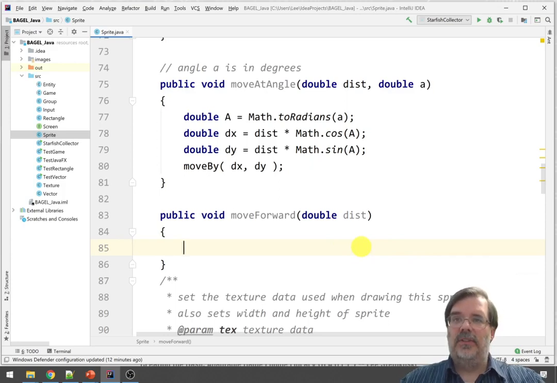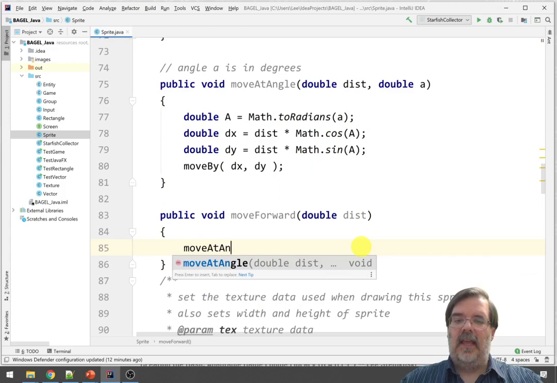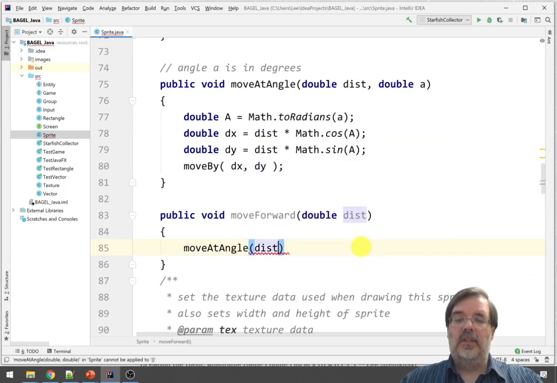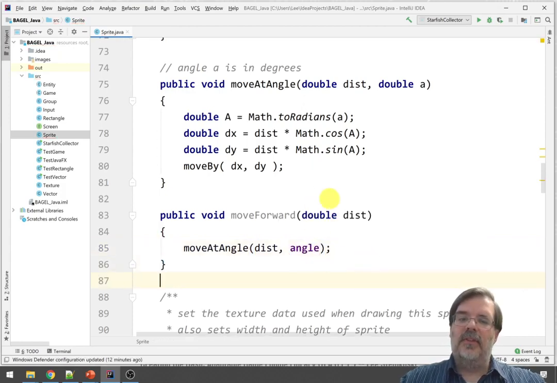So in this case, we just need to say move at angle. We're using this distance value and whatever the currently stored angle in the sprite is. Right, those are the angle-related methods we wanted to take into account.